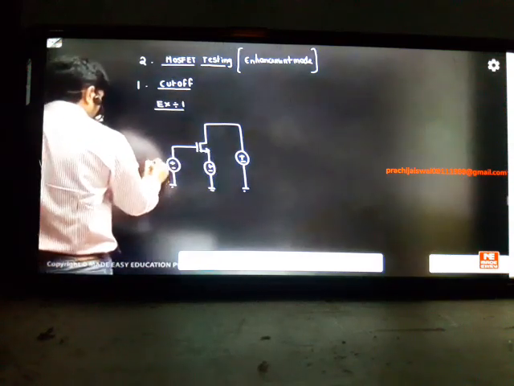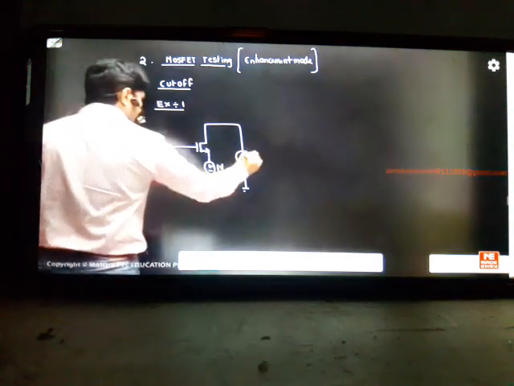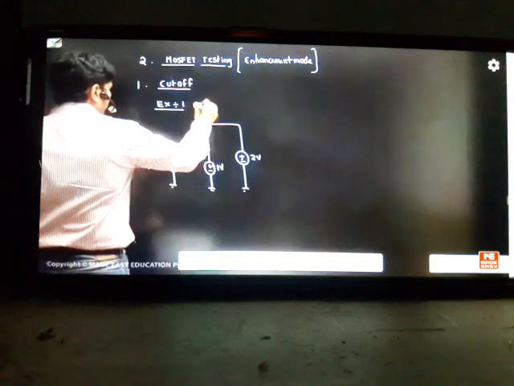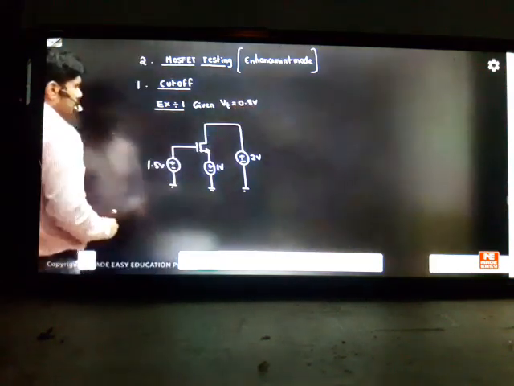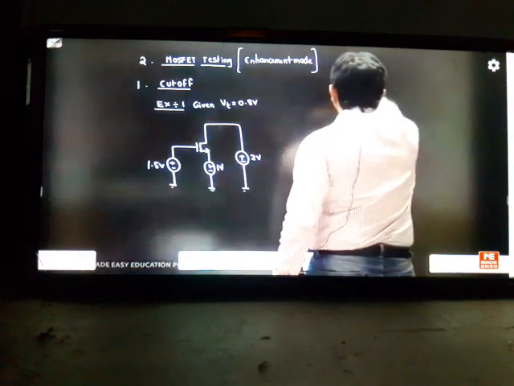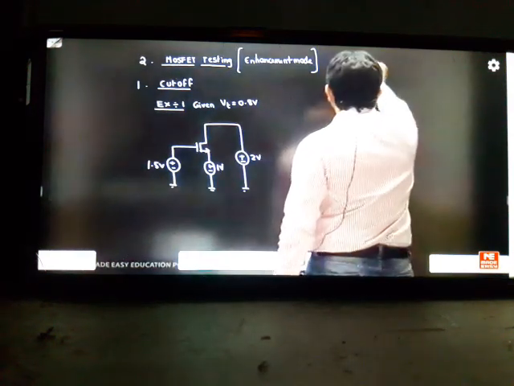We take these values: 1.5 volts, this is 1 volt and this is 2 volts. Given threshold voltage is 0.8 volts. This is one question we'll try to analyze. Side by side I'll do another question. Two examples I'll explain for each region so that you'll understand each topic.